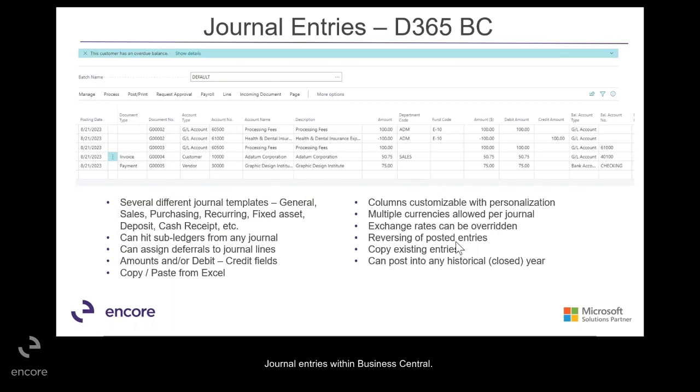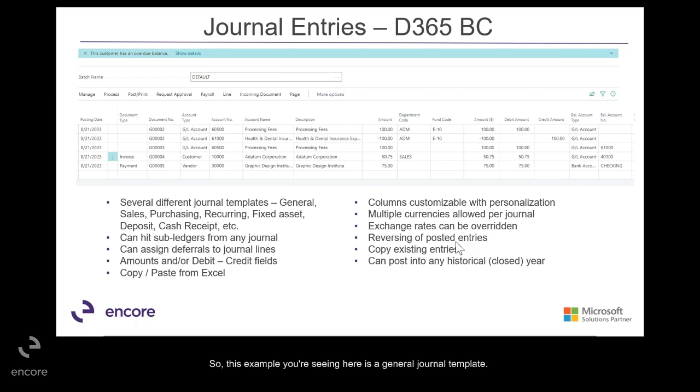Okay, journal entries within Business Central. So you have the same concept of a general journal, but you can also hit any of your subledgers from a journal. To enable this, you have what are called journal templates. For example, we might have a general journal template, a sales journal template, and a purchase journal template, and each template just offers you different fields that might be available for that type of entry.